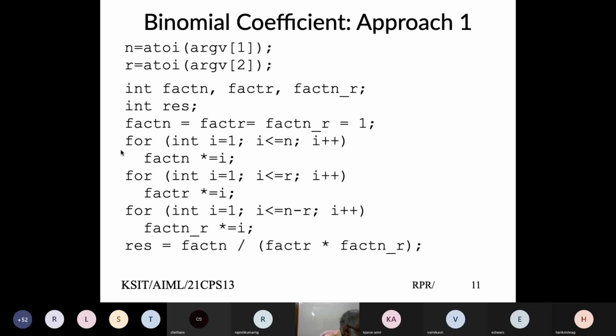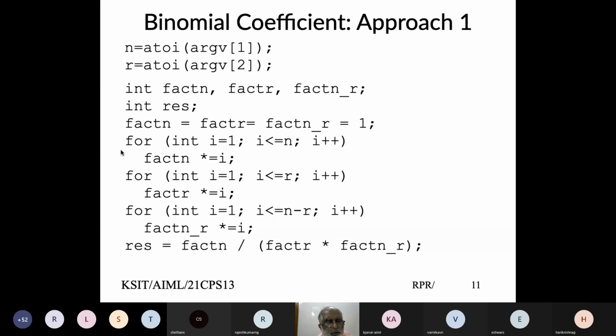Because the moment I compute my factorial N, if the value becomes more than 32 bits, it will overflow and you may not get the right answers. So in a real program, you have to make sure that when you do the computation, you should never overflow. Otherwise, it will work for certain numbers, and beyond that, it won't work. You'll get some wrong answers. And that is what we really do not want.